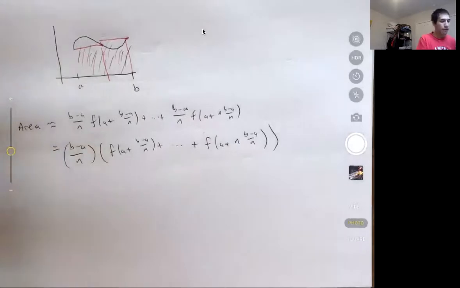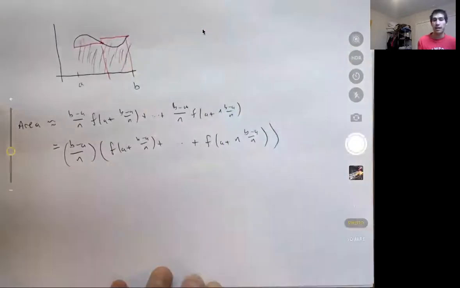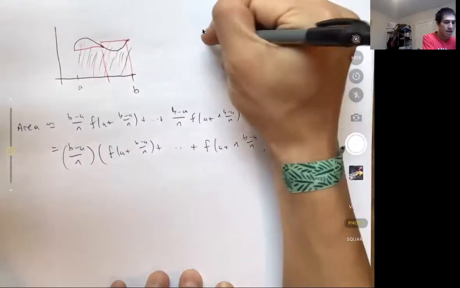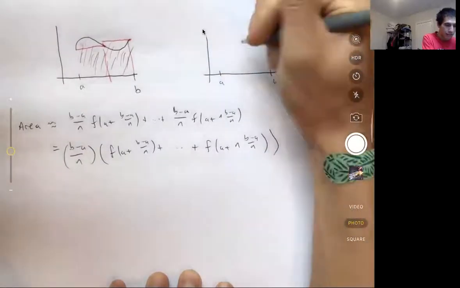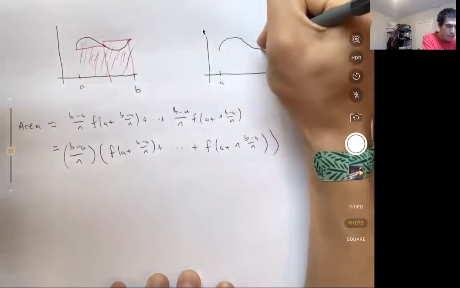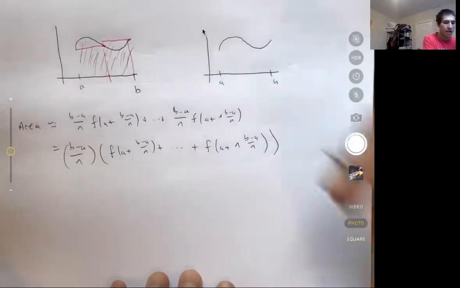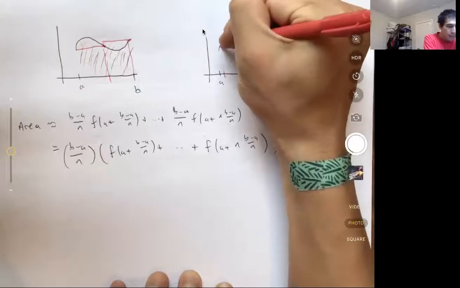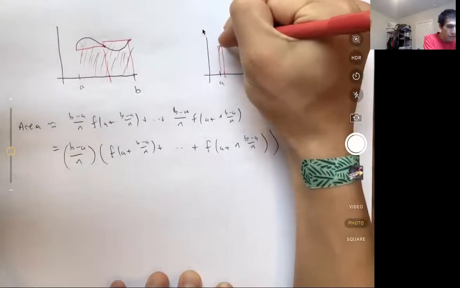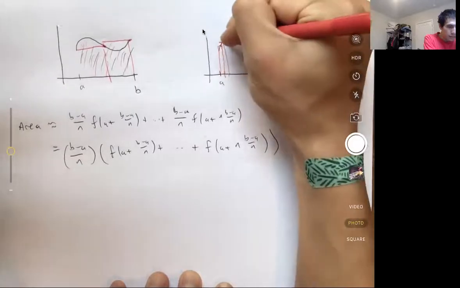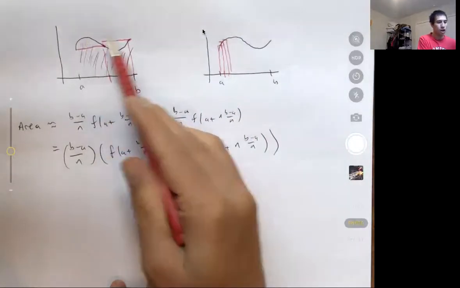And there's some error, right? I'm underestimating here, and I'm overestimating here, and so there's some error. And if I want to get a better approximation, I could use more rectangles. So if I have my function like this, and I chop this up into 100 or 1,000 rectangles, then my rectangles look very close to the function value. So it looks something like this.